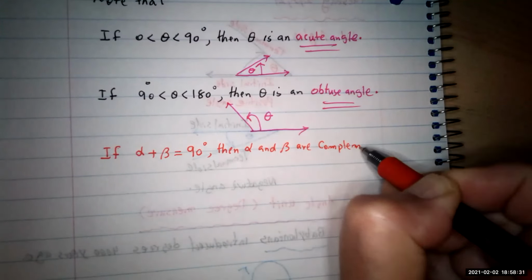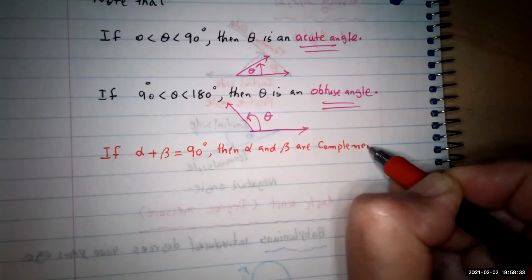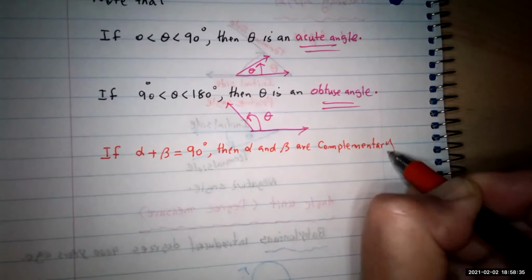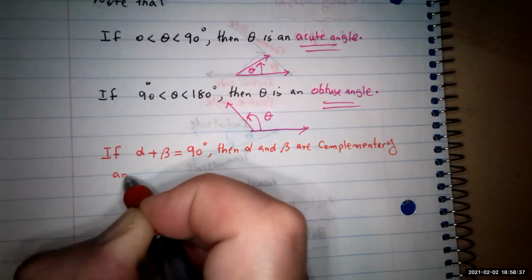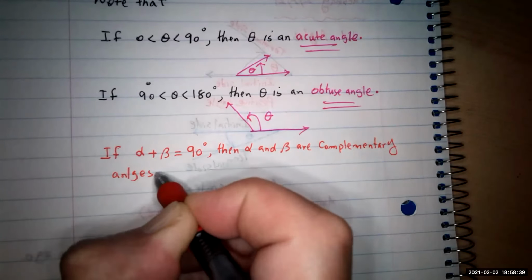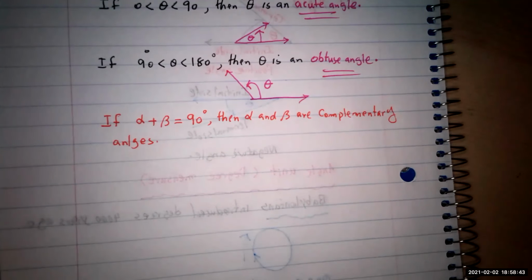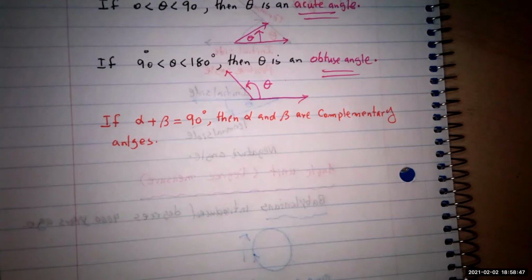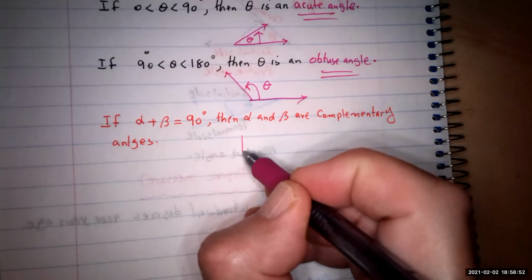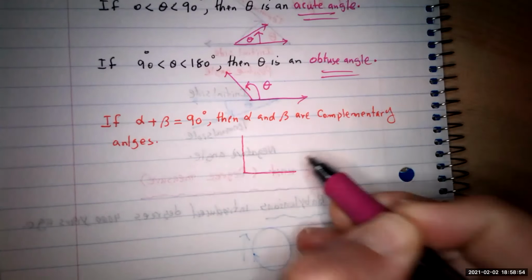Okay, this is it. These are going to be complementary angles. So complementary angles, if the sum is going to be 90 degrees, you get the complementary one. You see, look at this one, and this is the 90 degree.